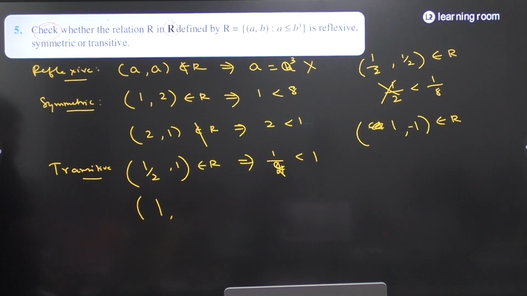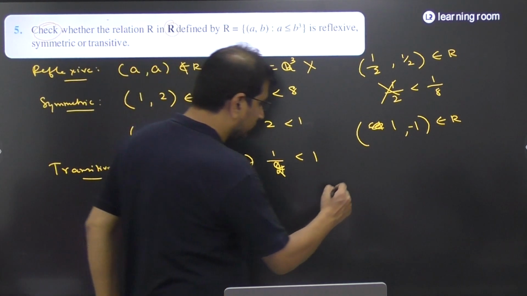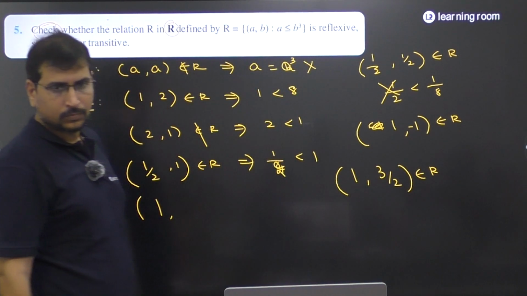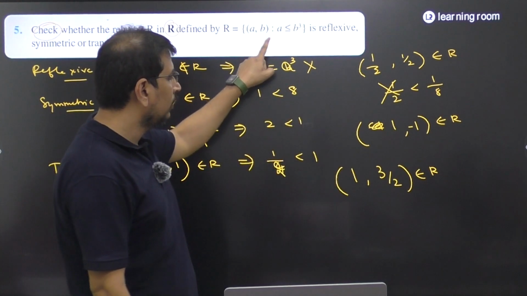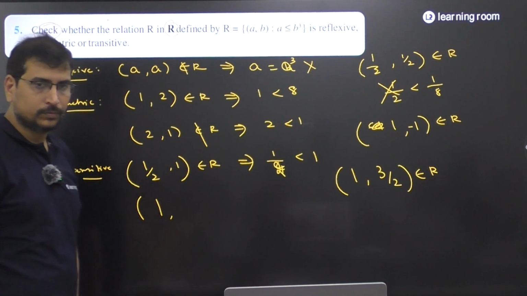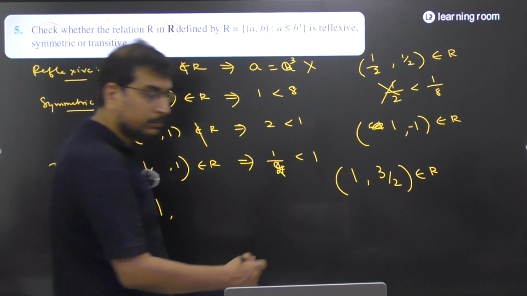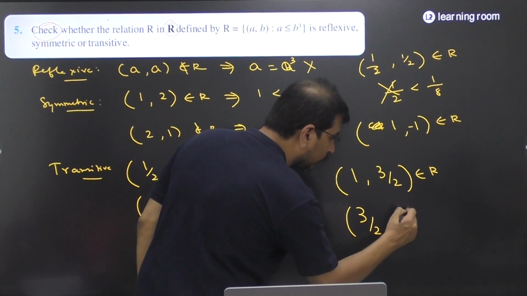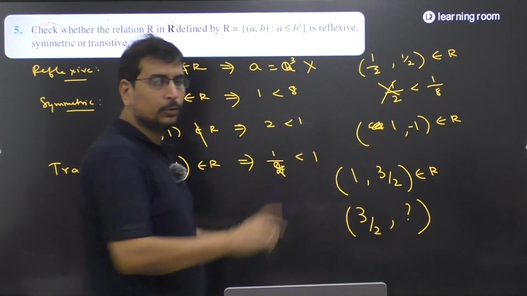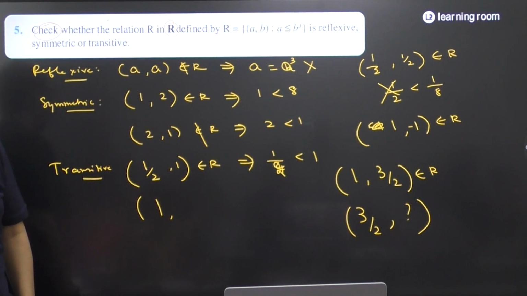3 by 2. And what numbers? You want to take (1, 3 by 2). (1, 3 by 2) belongs to R, correct. See, when you put 1 here, 1 is less than 3 cube is 27, 2 cube is 8. 27 by 8 is definitely greater than 1. Then what will be the other number? The other number should start with 3 by 2. Then you need to choose a number so that these put together will make it fail, so that it will not be transitive. We need to choose that kind of number.